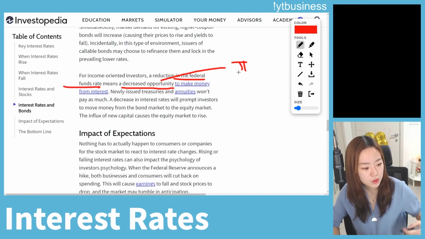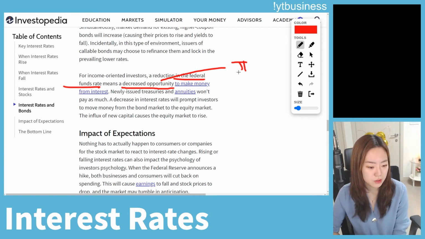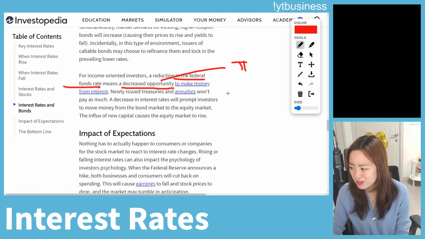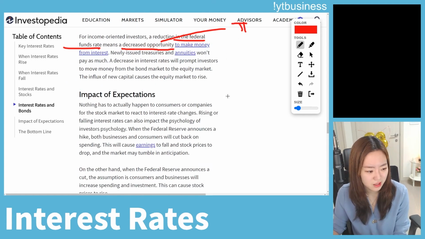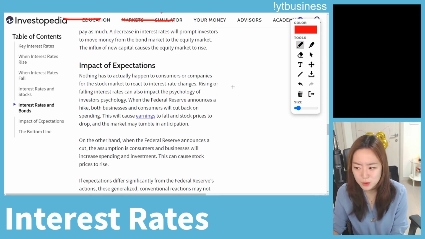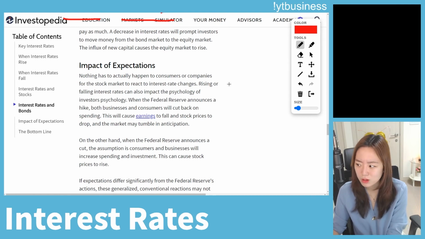The influx of new capital causes the equity market to rise. I don't know why I suddenly thought it was raise. Oh my god. Sorry guys, I can't speak English. I always say this every time I have to read something. I can't read anymore. It's getting worse, and I feel like I do more reading nowadays, and it's still getting worse.